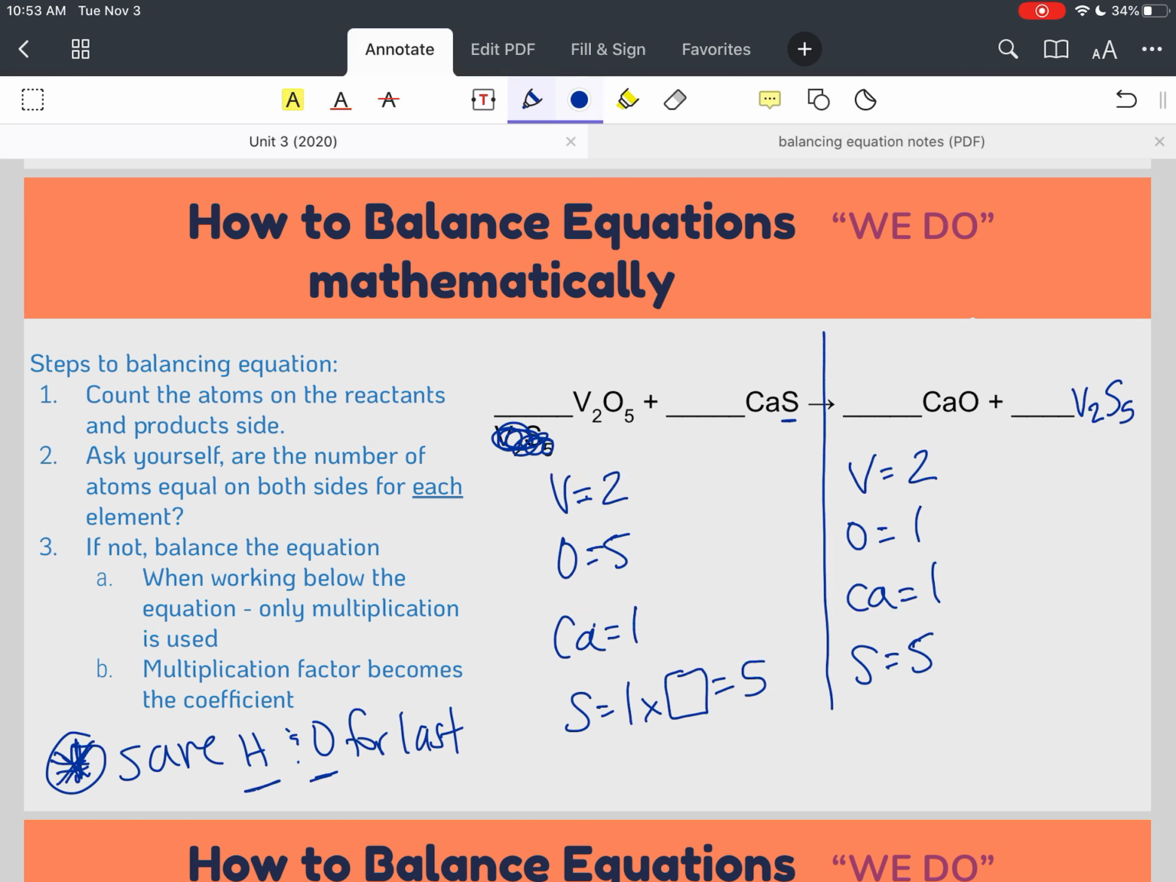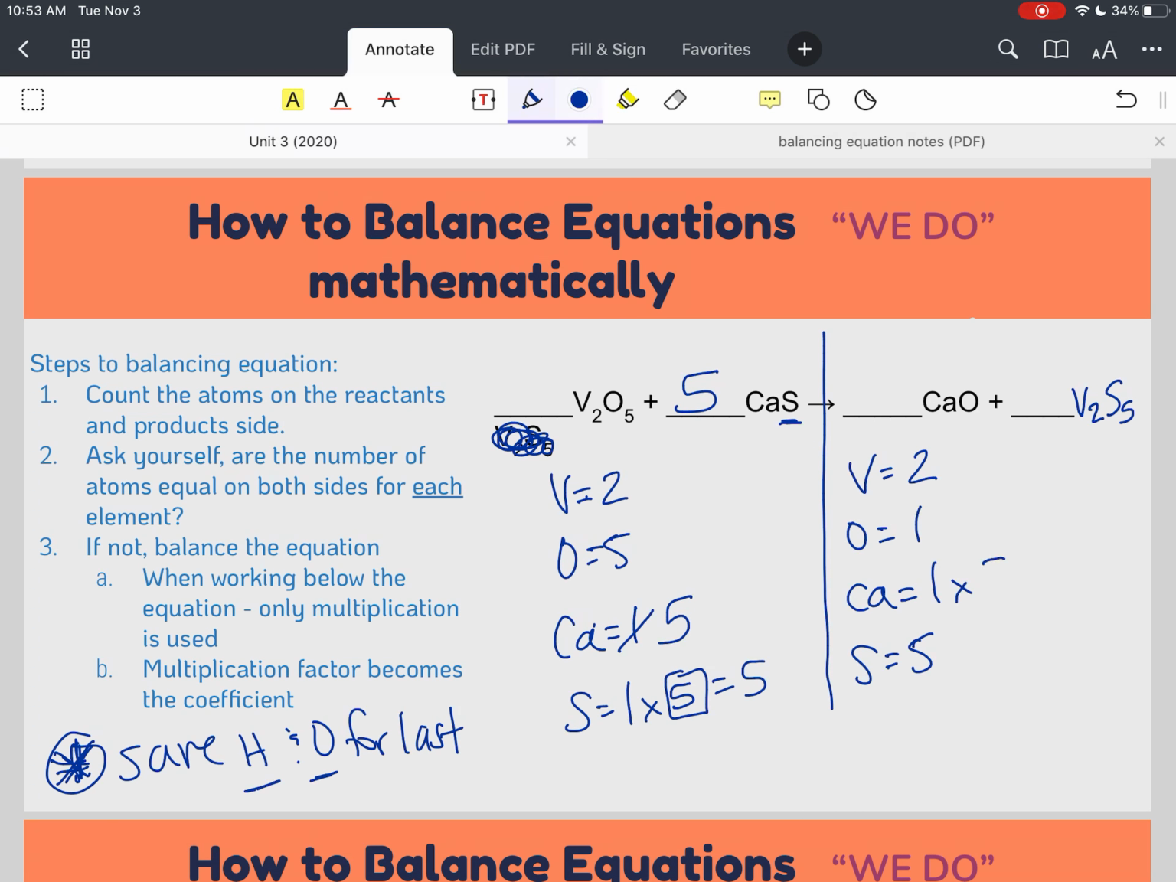So S times what equals 5? 5. What goes in the box goes on the line. Notice I put it in front of the S because I'm talking about S. Now I can't forget to recount. This is where most people mess up, is you forget to recount. So now I have 5 calciums.